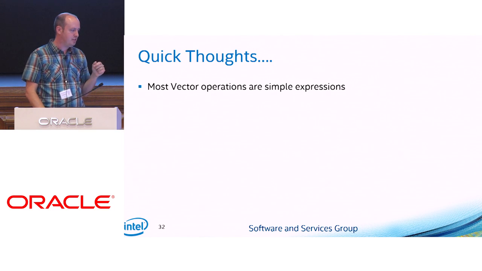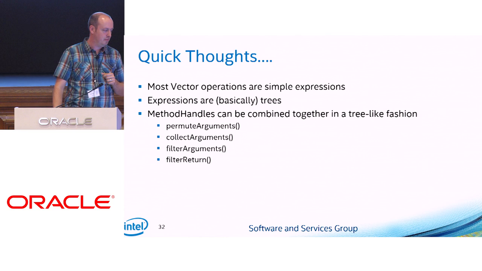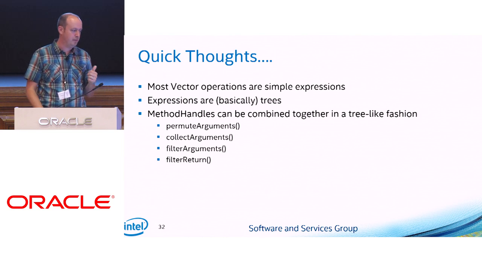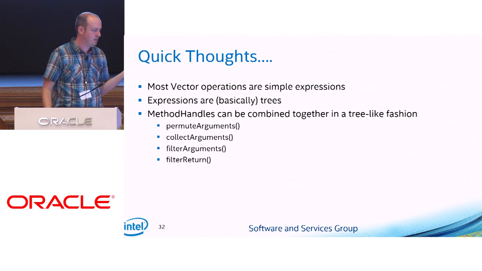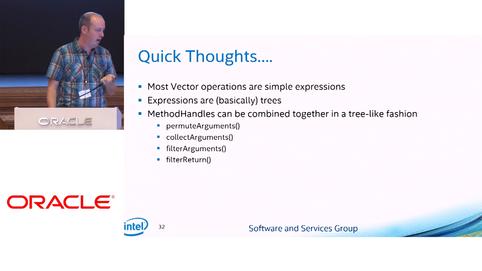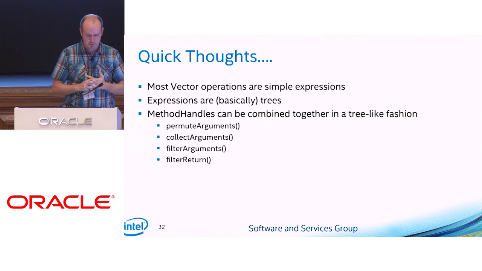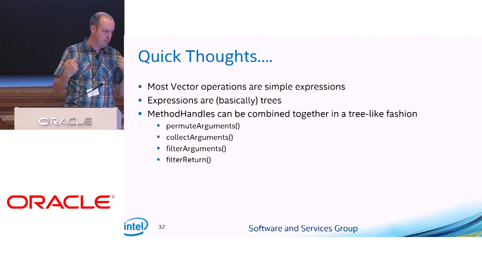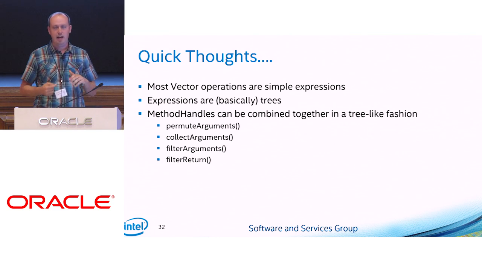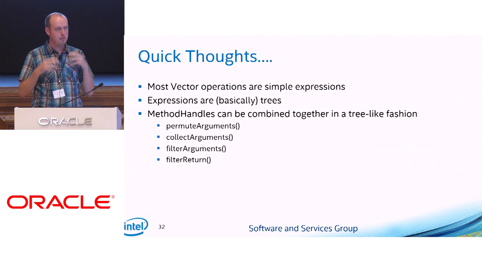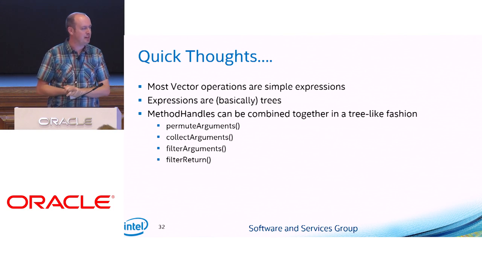So, right, most vector operations are expressions. Expressions are basically trees. Method handles can be combined together in a tree-like fashion using some of the usual suspects. So you can make things in a graph-like fashion and compose them together. That's really great. So permute arguments, collect arguments, filter return, and we're seeing even more being added into method handles. And I'm very glad I came to JVMLS, or else I wouldn't have heard about all the new stuff that's coming in 9 that is totally relevant to this work.